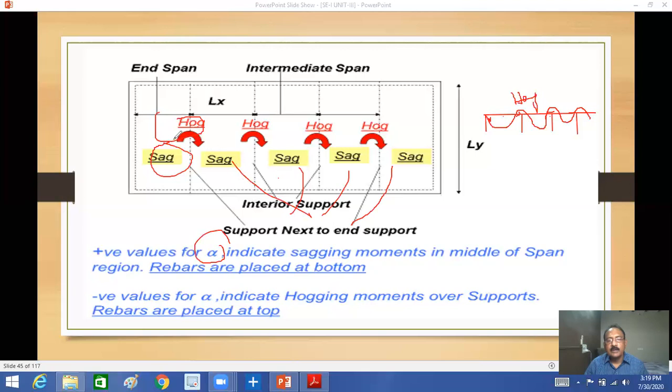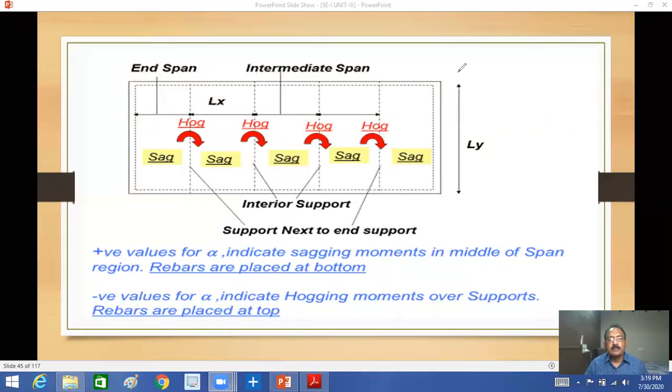So wherever there is sagging and hogging moment, we have to provide bars, as we observed earlier. This is one of the important concepts in continuous slabs.